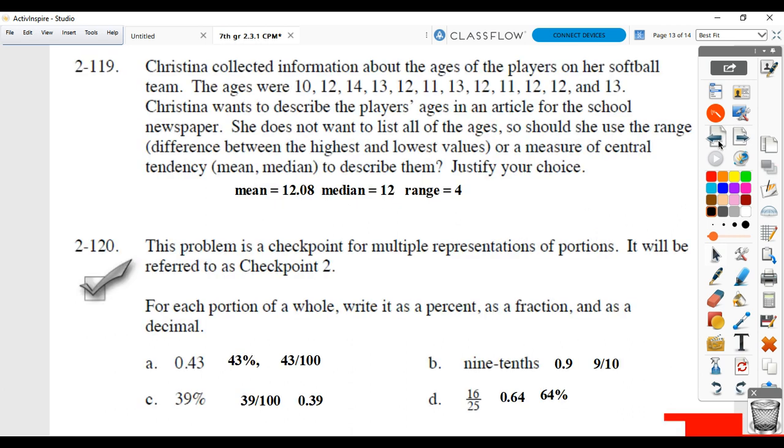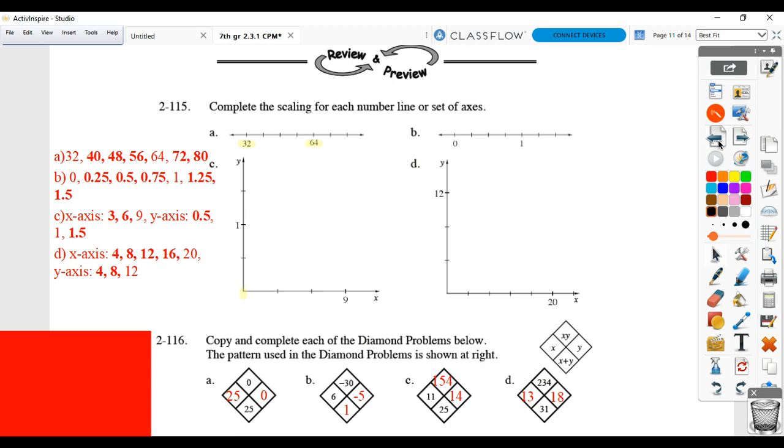So that is your homework. Again, pause the video where you need to. Make sure you have the work shown that you need to, and then submit.